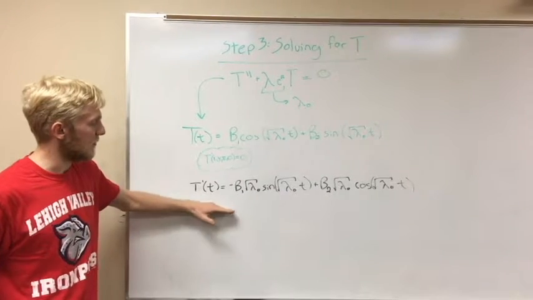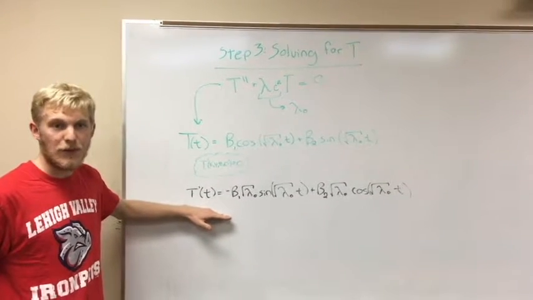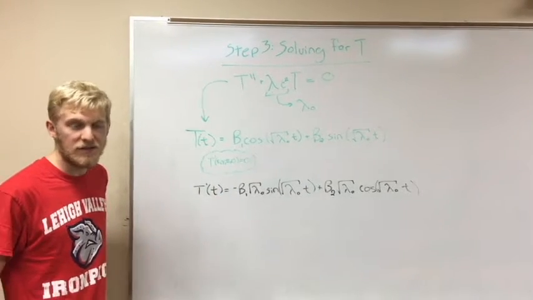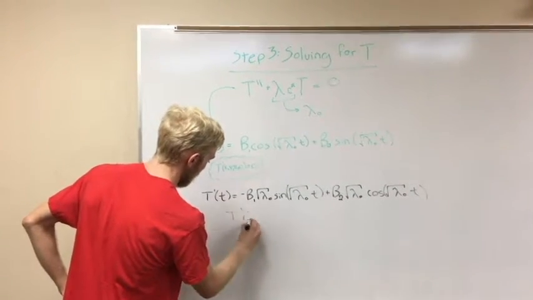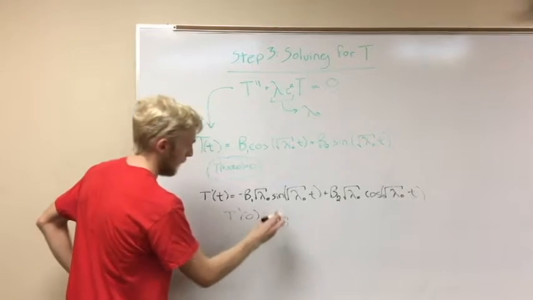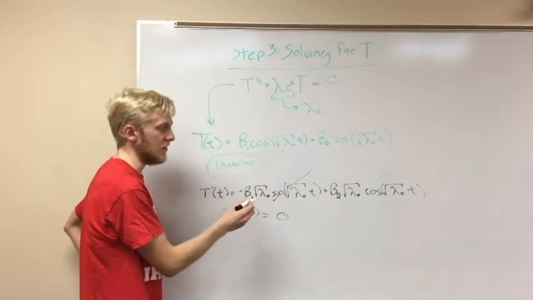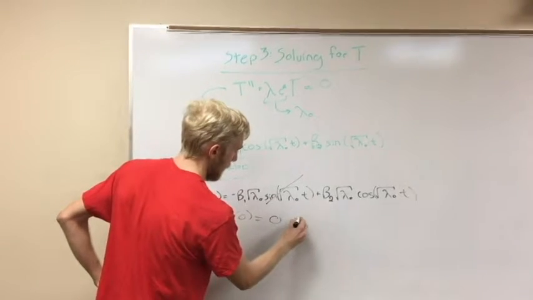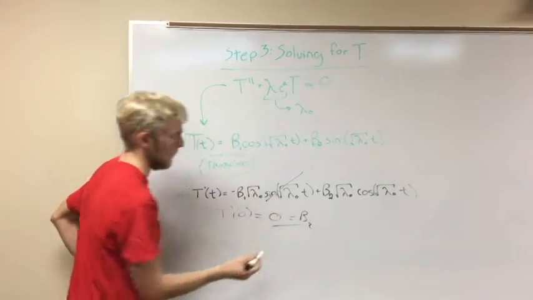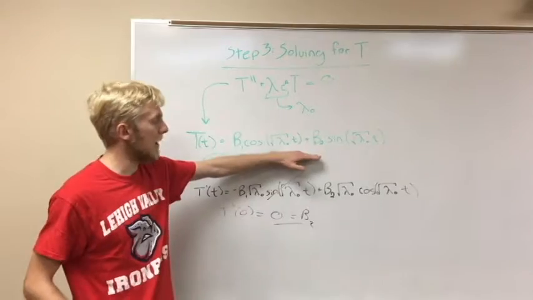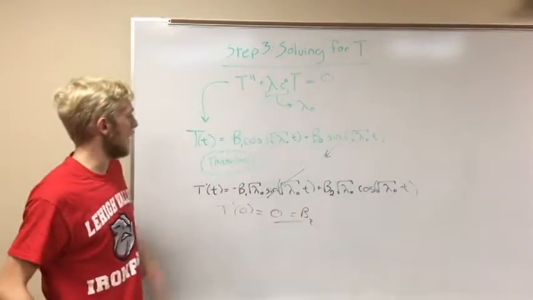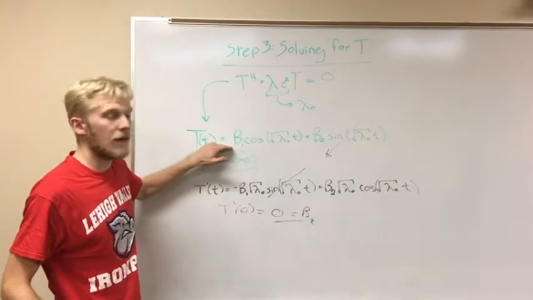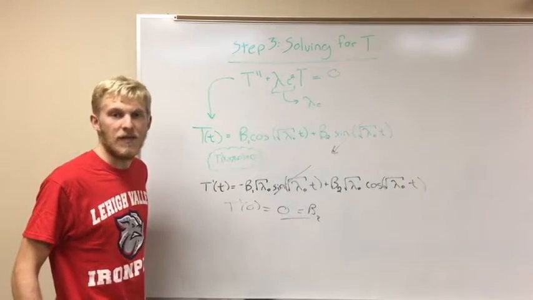So taking the first derivative of T, we find this equation here, and subbing in when t is equal to 0, then T prime is equal to 0, this portion of the function goes to 0, and we're left with b2 equal to 0. So coming back up to this equation here, that goes to 0, and we're left with T simply equal to some constant times cosine of lambda naught t.